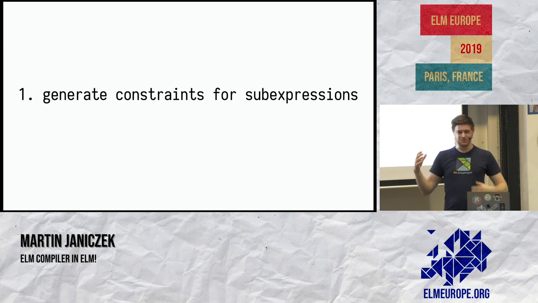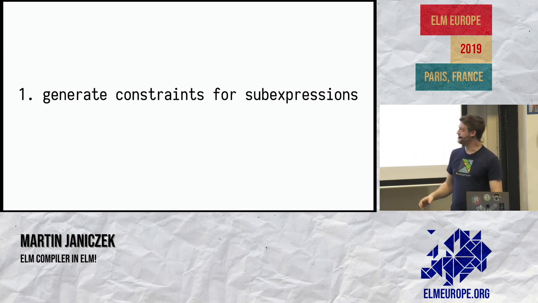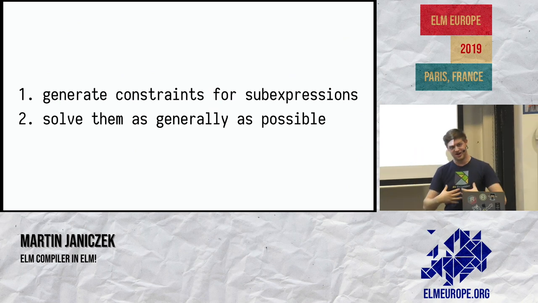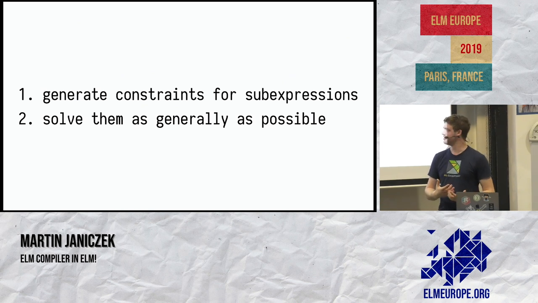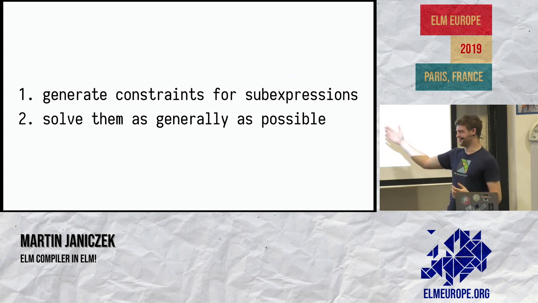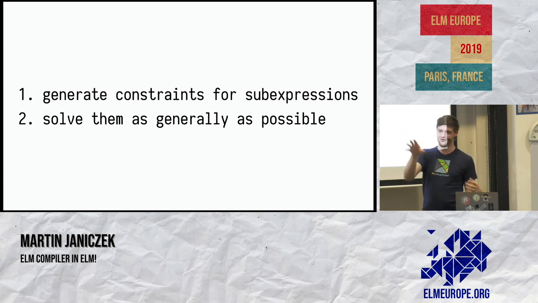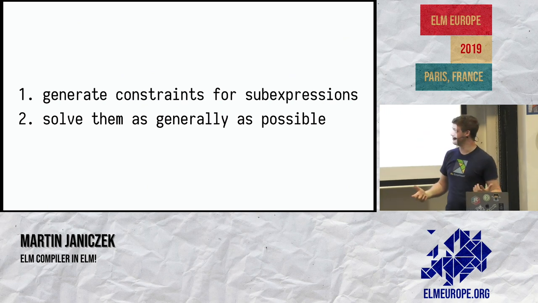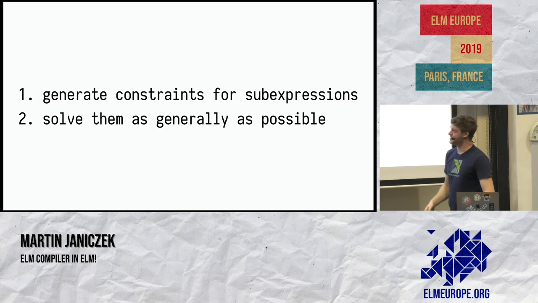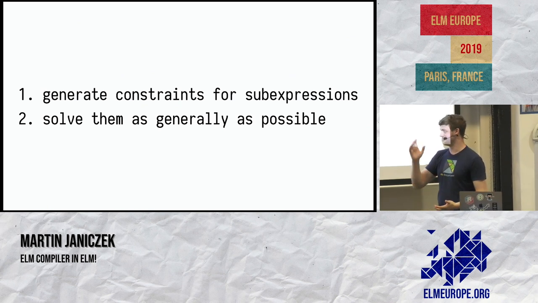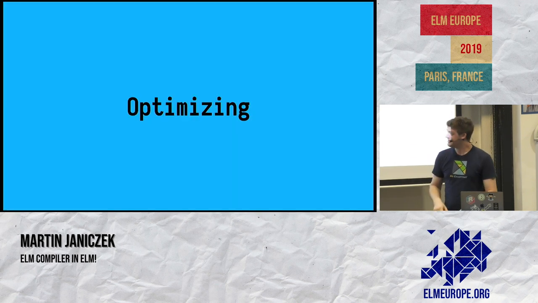So it generates constraints from the sub-expressions and then puts them together, and it tries to be as general as possible. I guess what it would like to do is just give you A and B and be done with it. But if it sees an if, it knows that the test has to be a boolean, right? And that's it. There are some more things like let polymorphism and whatever, but let's not go there.